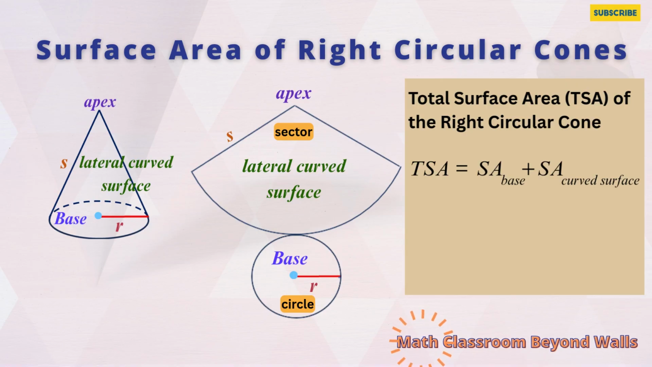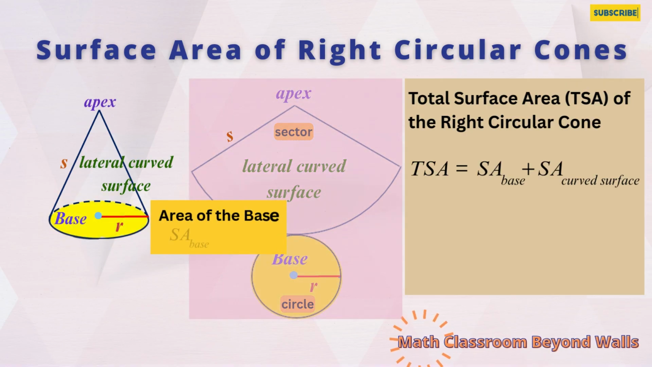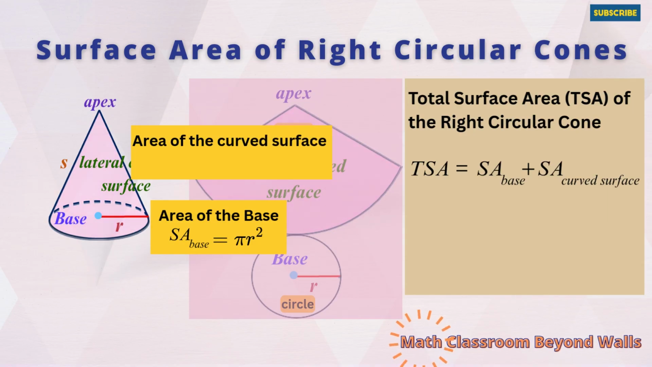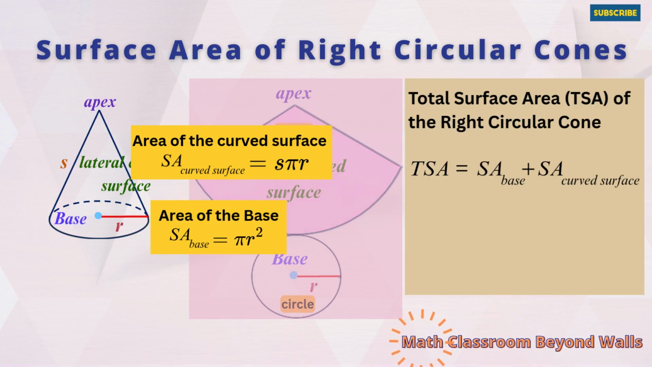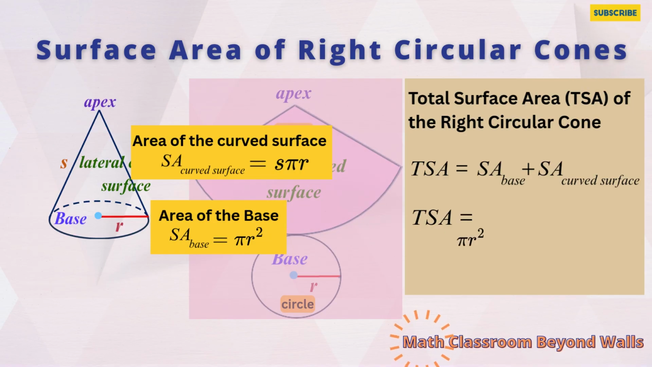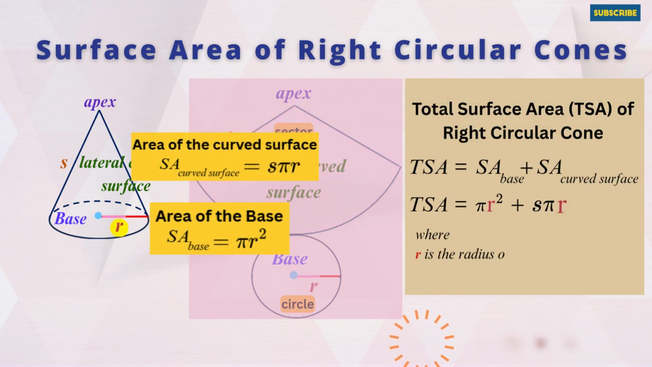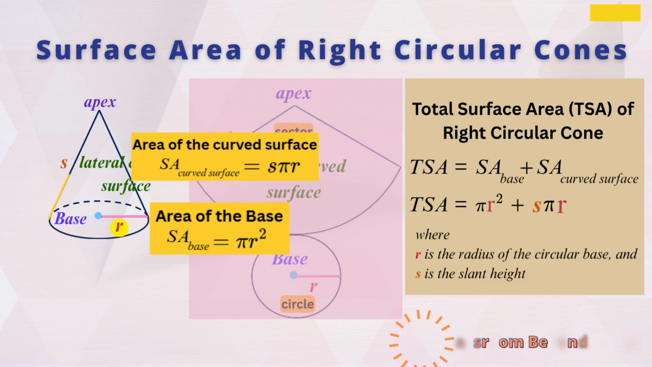Let the slant height be S and the radius be r. With the variables in place, the area of the circular base is pi r squared, while the area of the sector of the circle, which is the one representing the curved surface of the cone, is S pi r. Plugging in the values obtained, we now have the total surface area, TSA, of the right circular cone, which is pi r squared plus S pi r, where r is the radius of the circular base and S is the slant height. Remember this, learners.